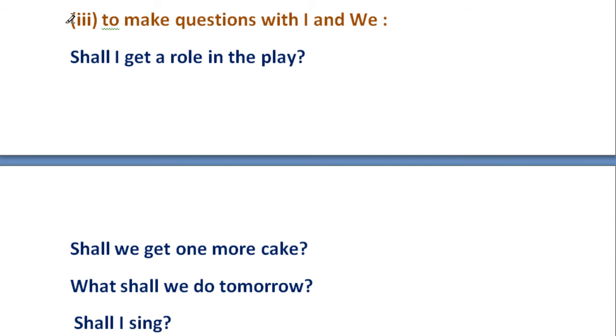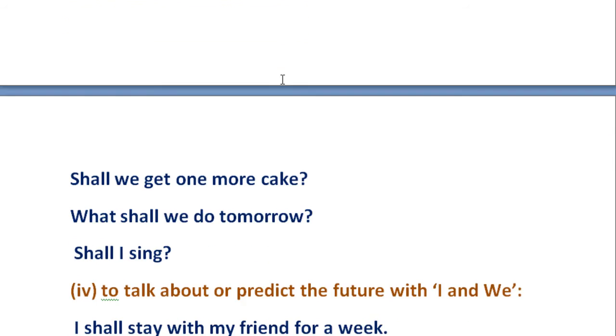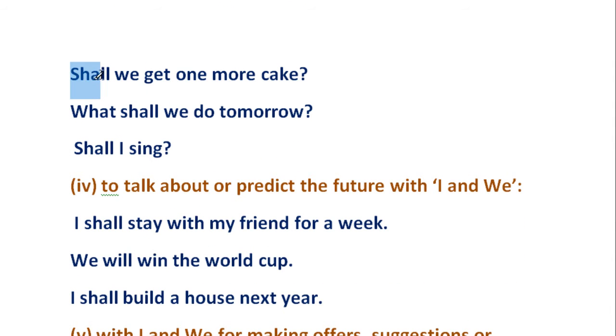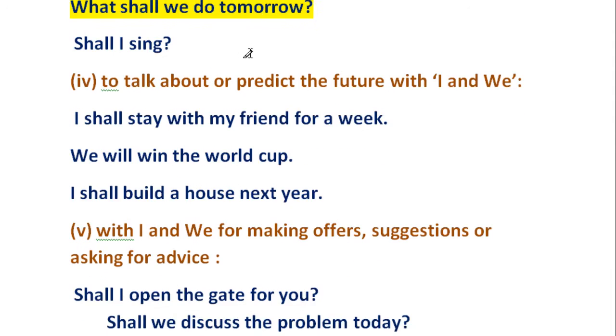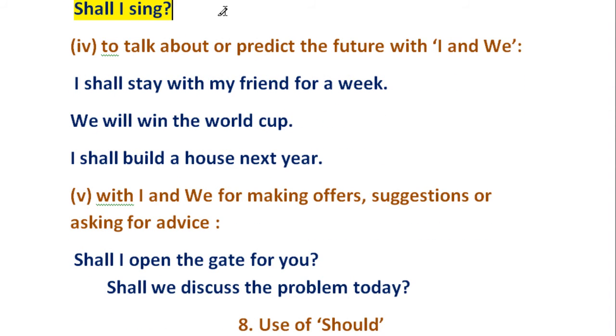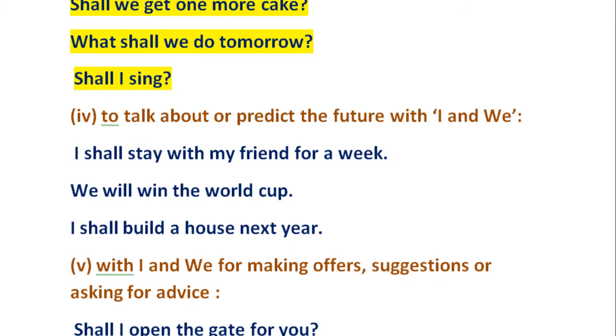Next use, use number 3: shall is used to make questions with I and we. This is very important. Shall I get a role in the play? Shall we get one more cake? What shall we do tomorrow? Shall I sing? So, when you make questions with I and we as subjects, always use shall for making that question.